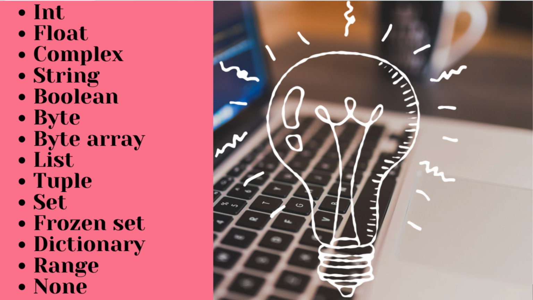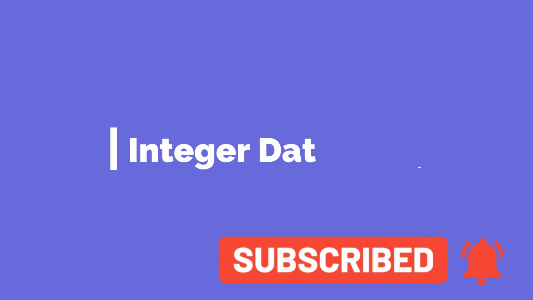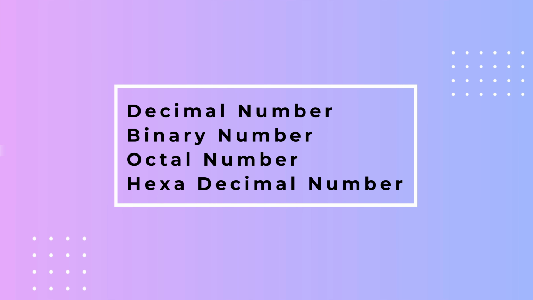Now, coming to the point, what we will be discussing today is the integer data type, which is the first data type in Python programming. The integer data type is often called the integral data type also, because it contains the binary form, octal form, and hexadecimal form as well.